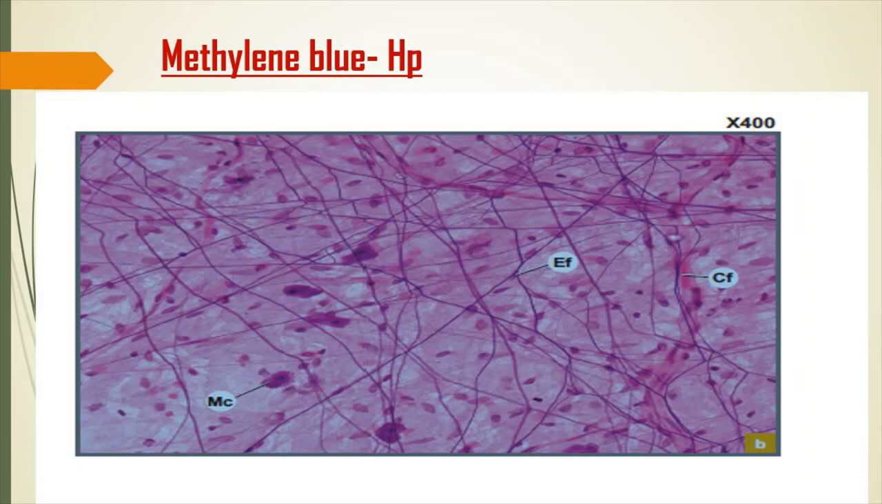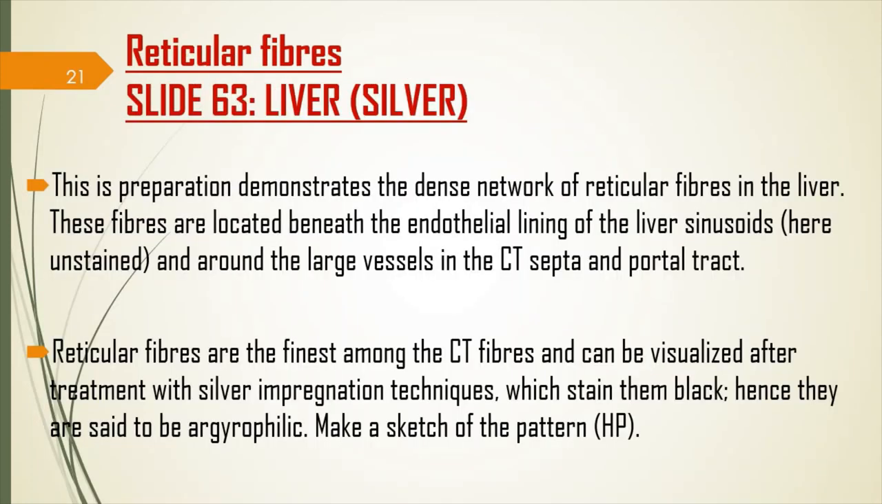It was stained by methylene blue. Okay, now let's look at reticular fibers that you find in the liver. To stain reticular fibers in the liver, we use a technique called silver impregnation technique. The silver impregnation technique will stain the reticular fibers black. And because they stain black, they are known to be argyrophilic.